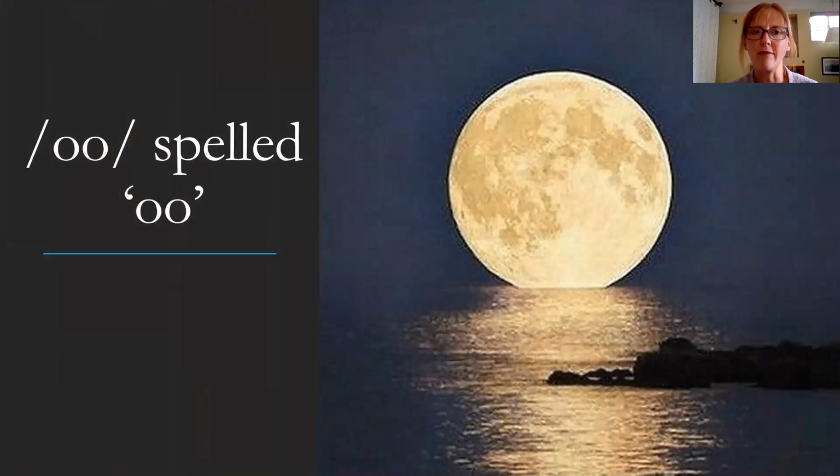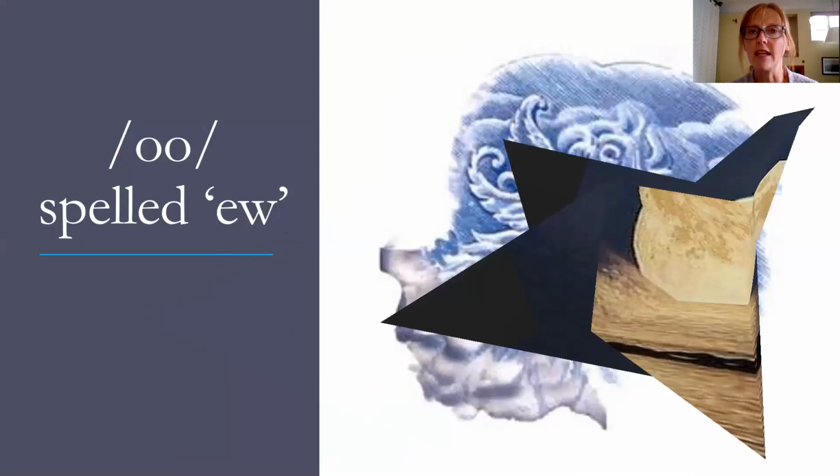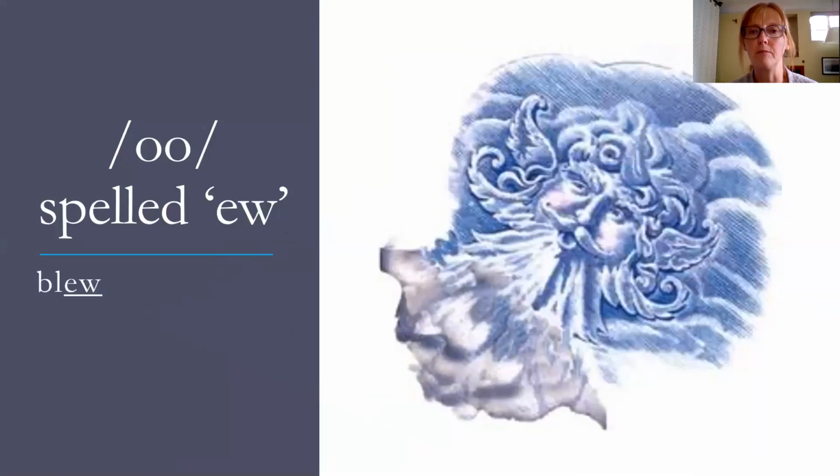Here are some words that have the OO with the double O spelling. Soon, moon, see that beautiful moon right there, choose, and cartoon. Yeah, those all have the double O spelling. We also have the EU spelling, as in blue, in this case with the wind blew, EW. Makes it grew, the plants grew, that's an EW also, that spelling. Knew, I knew you from before, EW spells the OO sound.